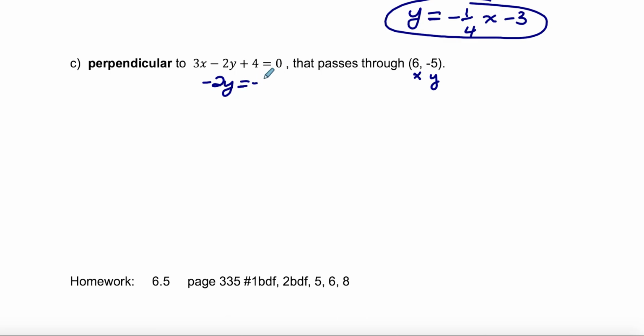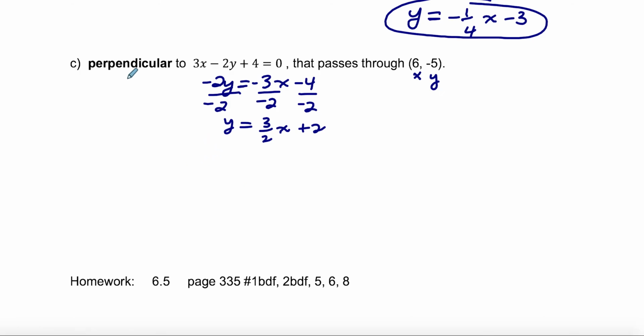So I agree there is a lot of work in these questions and it's going to take a lot of practice. Moving the positive 3 to the other side, positive 4. Divide everything by negative 2. Because that's negative 2y. So y equals 3 over 2x plus 2. Two negatives make a positive.